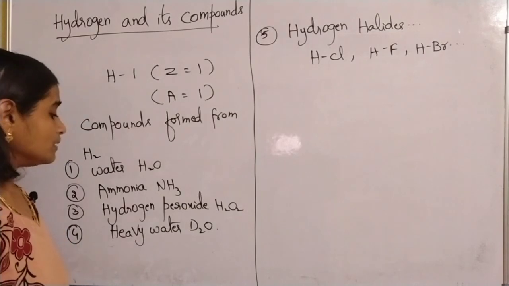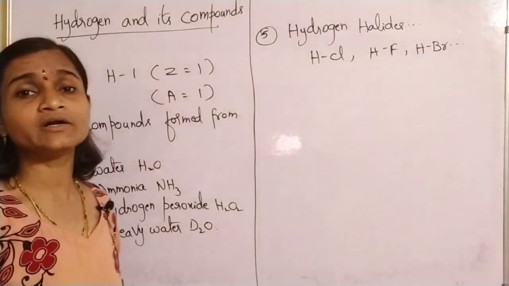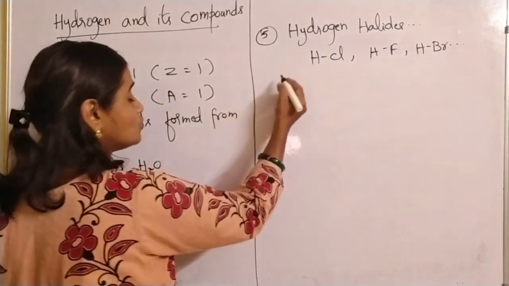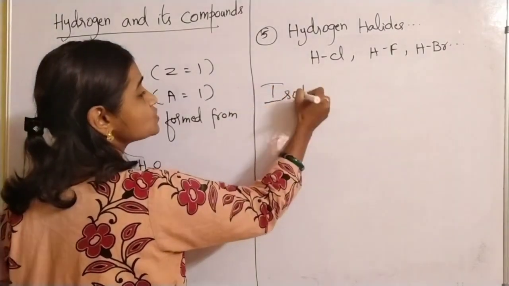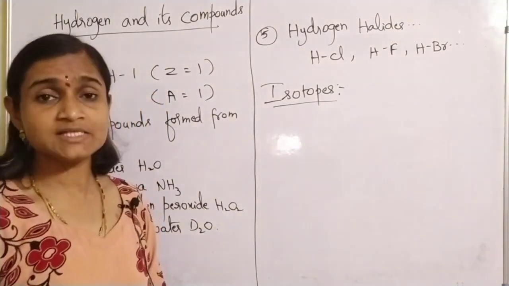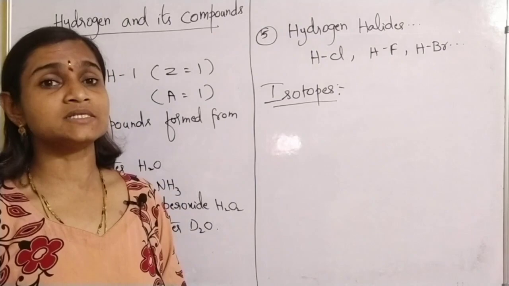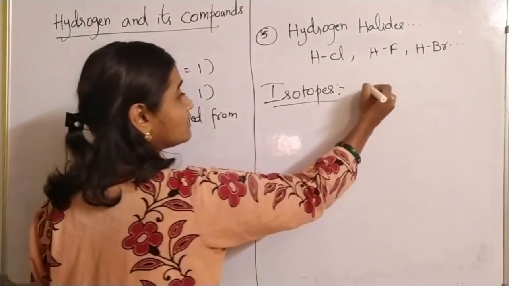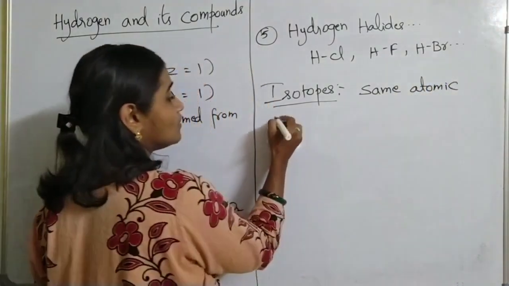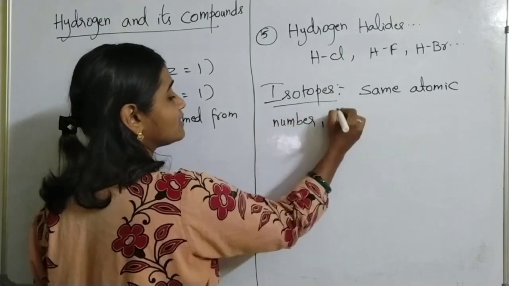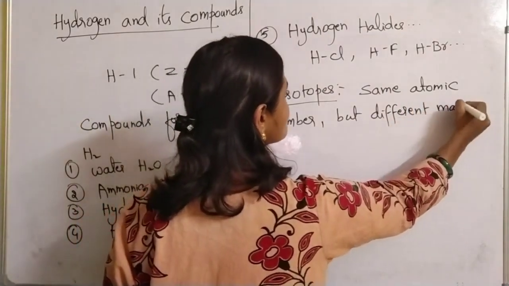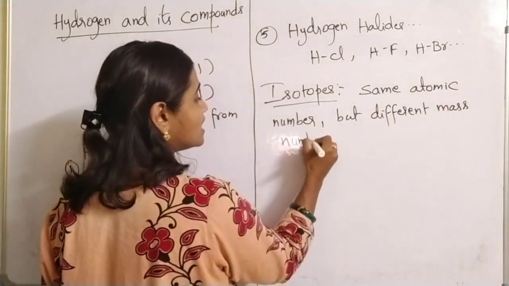Before you go to the different compounds exhibited by hydrogen, we should know the isotopes of hydrogen. Just recall the isotopes. What are isotopes? Isotopes are substances which have the same atomic number but different mass numbers. Such kinds of substances are called isotopes.